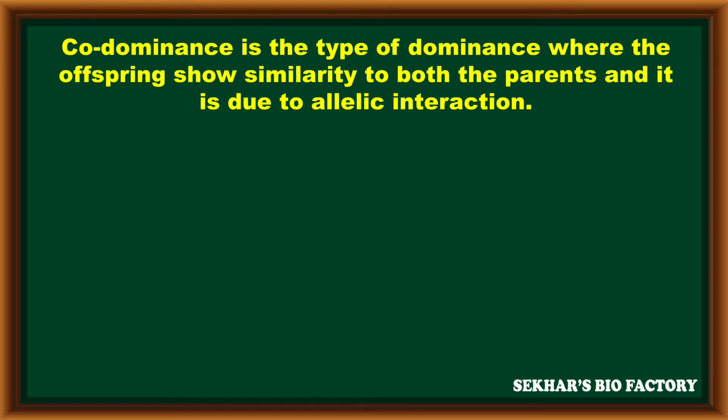In this video, I am going to explain the codominance concept with 5 examples in plants, animals and human being. Codominance is a type of dominance where the offsprings are newly produced progeny. It shows similarity to both the parents and it is due to allelic interaction present on homologous chromosomes.